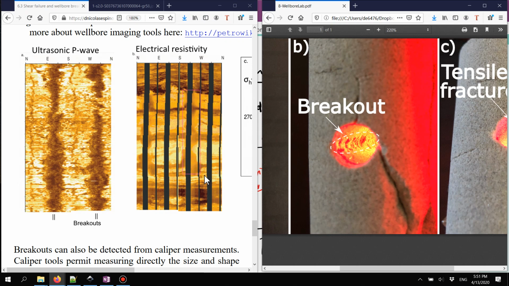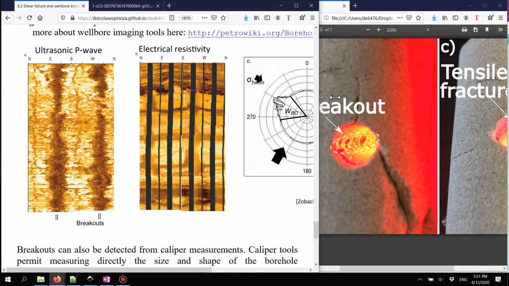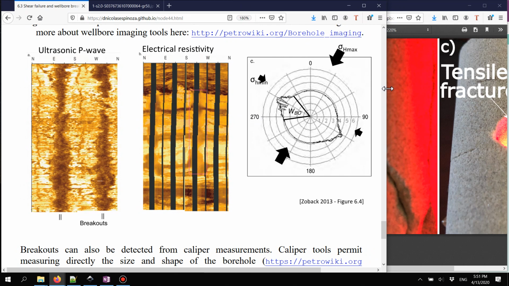Here it's a little bit more difficult to analyze where the breakout is. In this case, I'm going to open up here the figure also to show the reference of this work and give credit to the original image. The breakout is right over here, and what you see with these wide black lines is regions that could not be scanned by this electrical resistivity tool. In the case of the electrical resistivity tool, we do not get data all around the 360 degrees, but just in the areas where the electrical resistivity paths touch the wellbore.